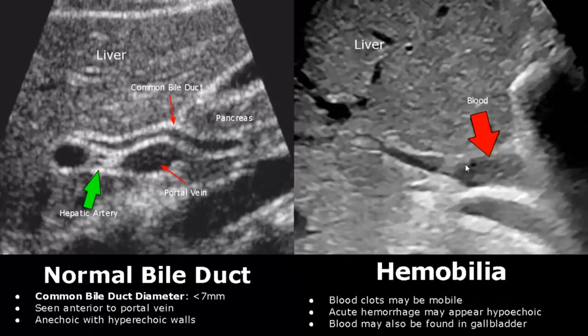In acute hemorrhage, the bleeding is fresh and it may appear hypoechoic because the blood hasn't clotted yet. Blood may also be seen in the gallbladder.